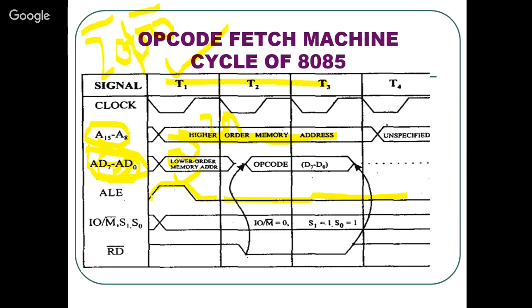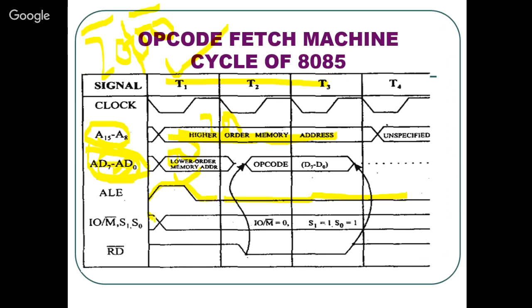Why? Because ALE goes high for the first time state, so the lower order address will be available on the lower order address bus for the first time state only. Next, this is the opcode fetch machine cycle, which means this is the memory read cycle. This is the instruction read cycle, and an instruction is always saved in the memory.